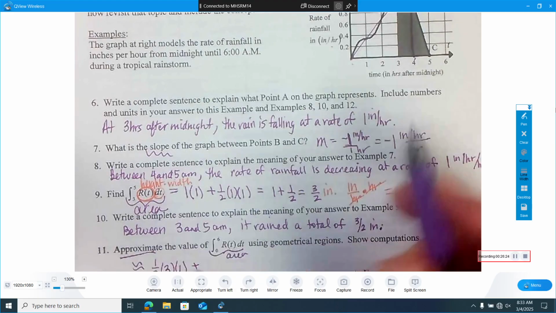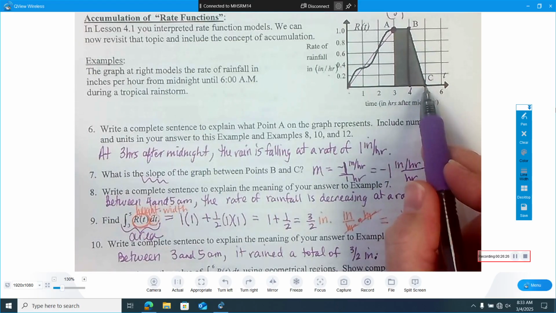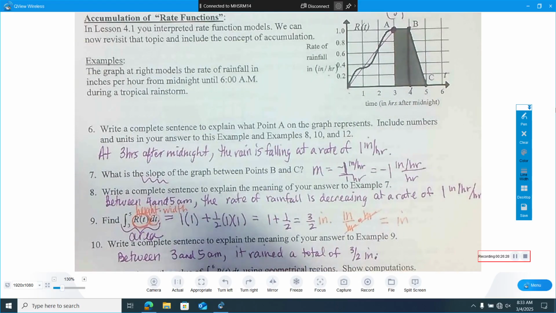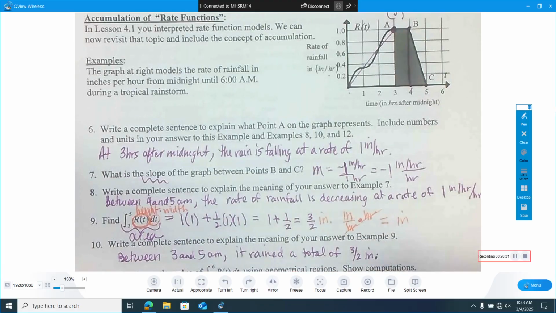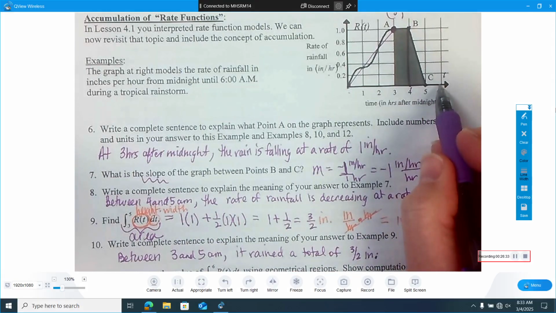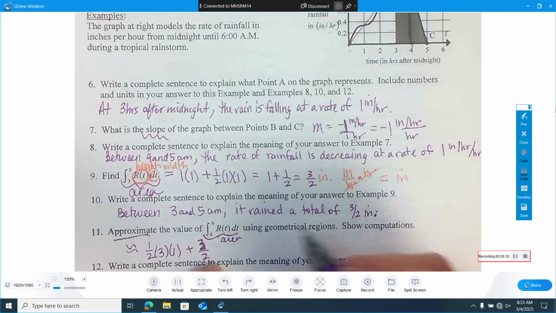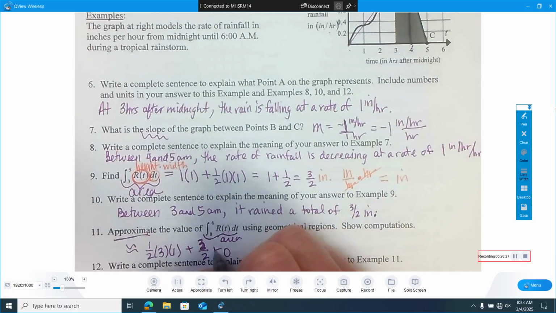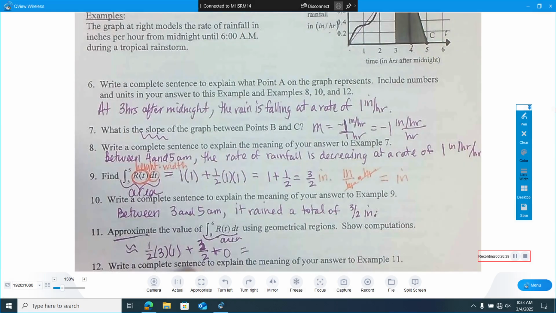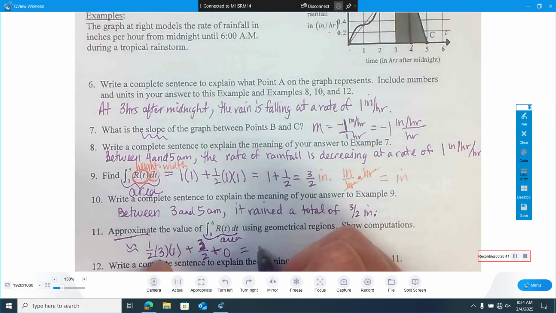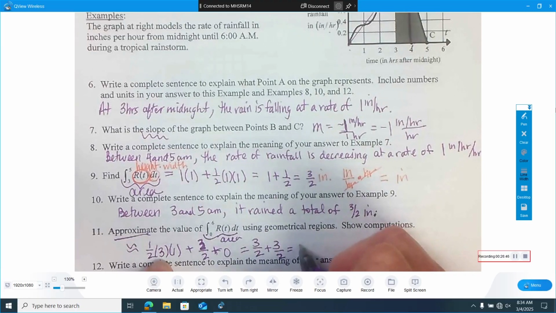And then plus our shaded region from 3 to 5. Well, we already did that. That was 3/2. And then from 5 to 6, it's nothing, so I maybe should put a 0 on there, but you don't have to, of course. So we have 3/2 plus 3/2, which is 6/2 or 3.